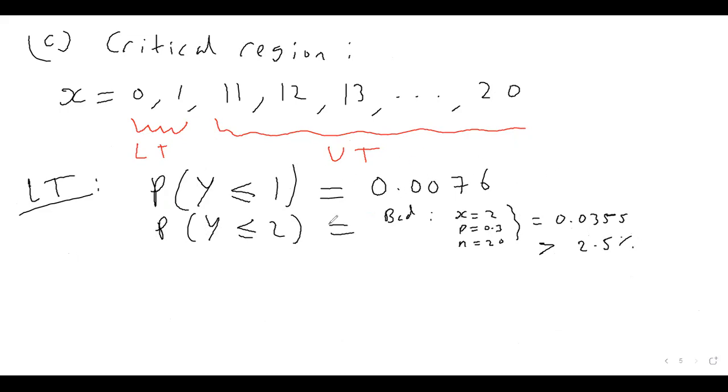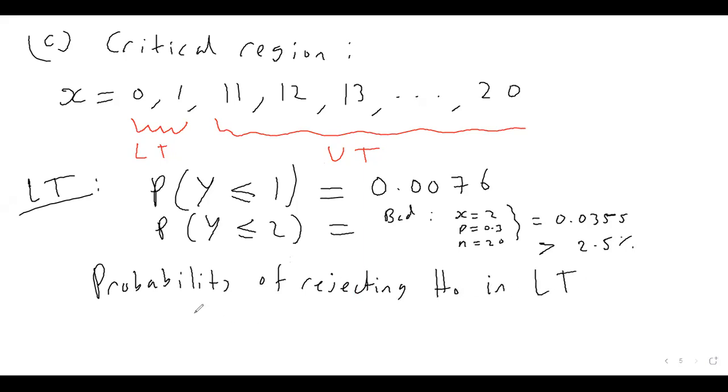1 is, so the probability of rejecting H0 in the lower tail is actually not 2.5%. It's not that 2.5% chance that we did the test based on, right? It's actually this 0.0076. That's the chance we reject H0 in the lower tail.